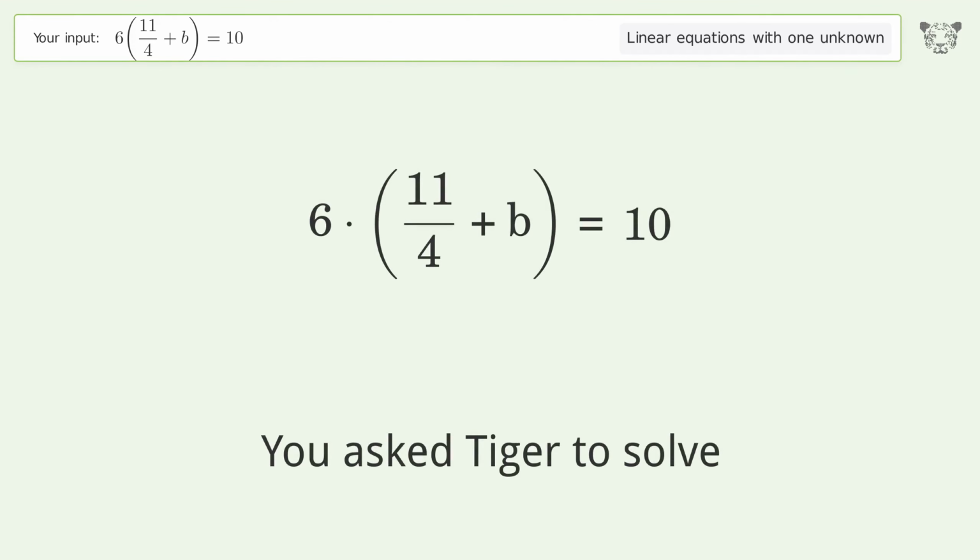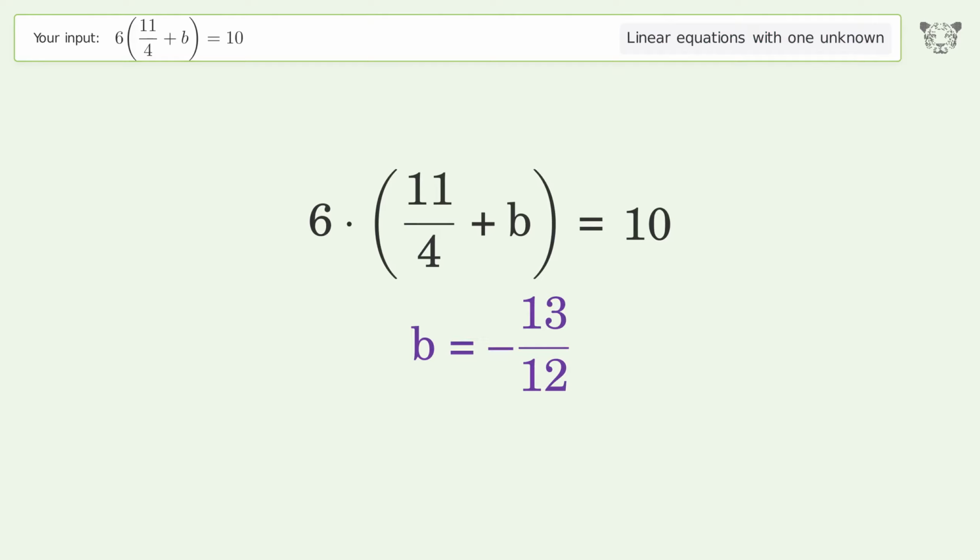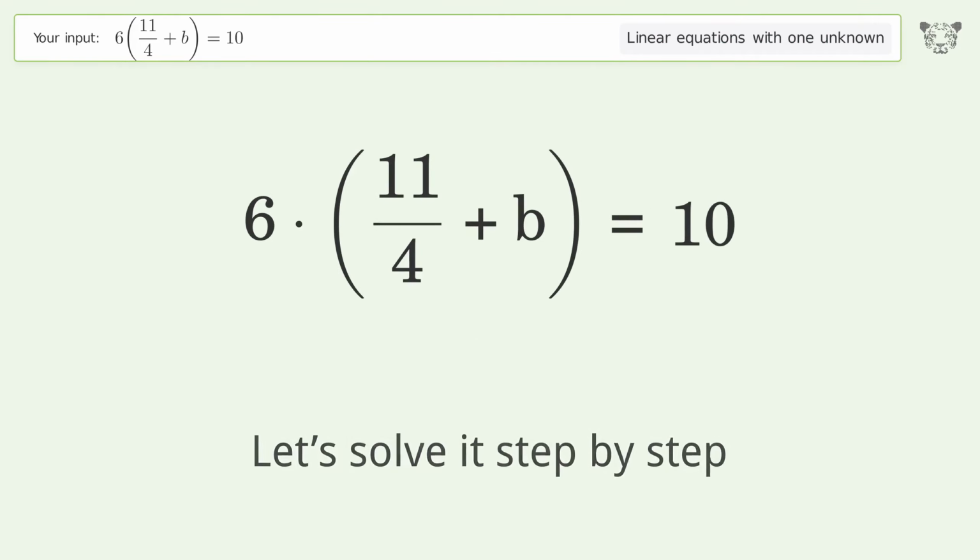You ask Tiger to solve this. This deals with linear equations with one unknown. The final result is b equals -13/12. Let's solve it step by step.